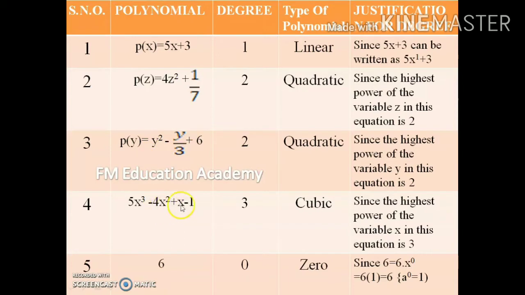Now in this 5x cube minus 4x square plus x minus 1, as the highest power is 3, the degree is 3 and it is an expression of cubic polynomial, because a polynomial whose degree is 3 is called a cubic polynomial. Now the last is 6. 6 is also a polynomial.